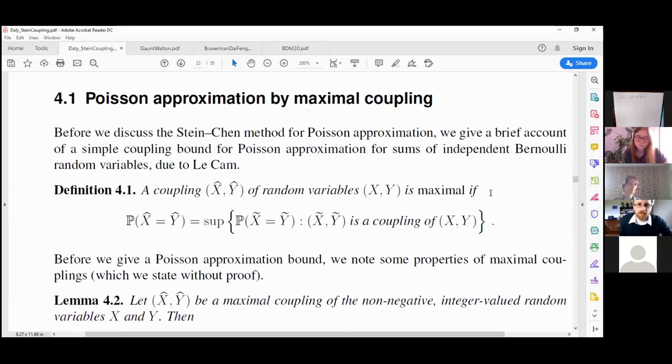If I've got a pair of random variables, the maximal coupling is the one which gives me the biggest probability of those random variables being equal. So I have a pair of random variables X and Y. I have a whole host of ways that I can choose to construct those on the same probability space. And the maximal coupling is the one which makes these X and Y equal with the largest possible probability. That's useful a little bit later on for some Stein stuff that we'll do as well.